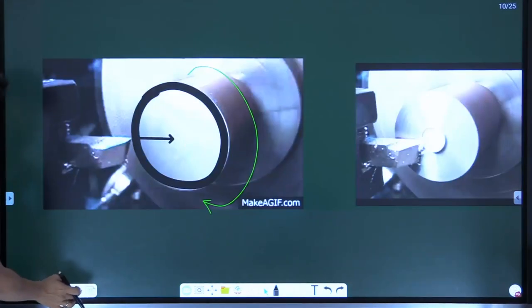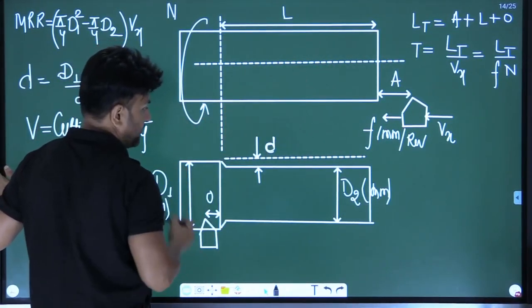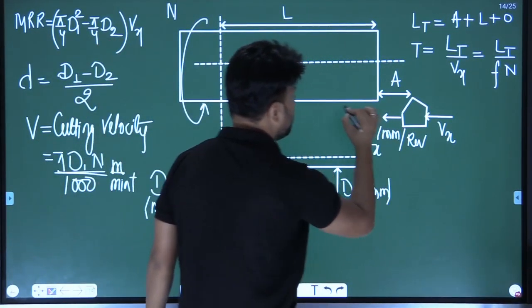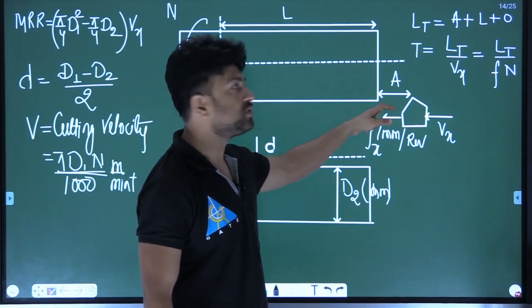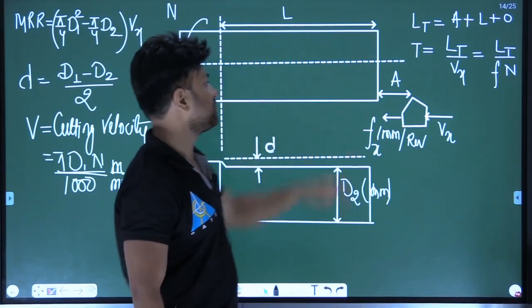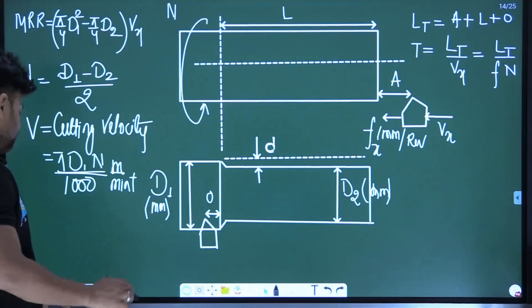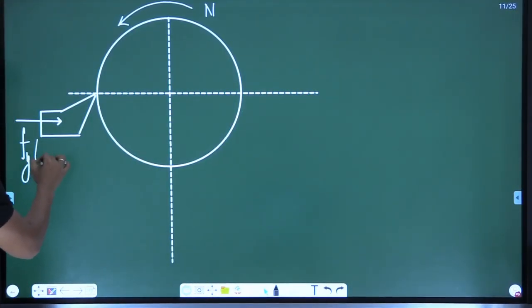My dear student, in turning operation, we provide the feed along the axis of rotation, so that's why I called it fx. But in facing operation, you provide the feed to the tool along the face of the workpiece. So that's why I generally call it fy, and it is in mm per revolution.